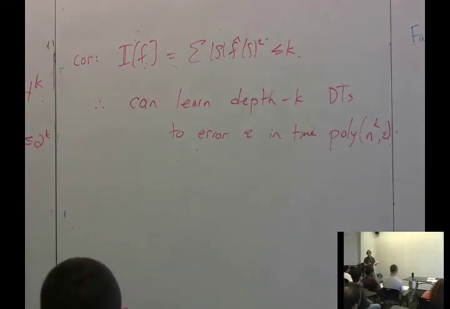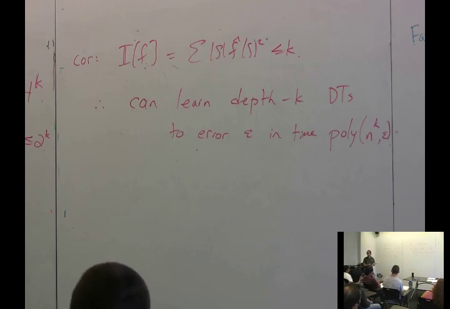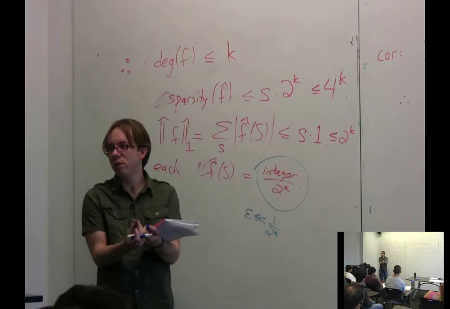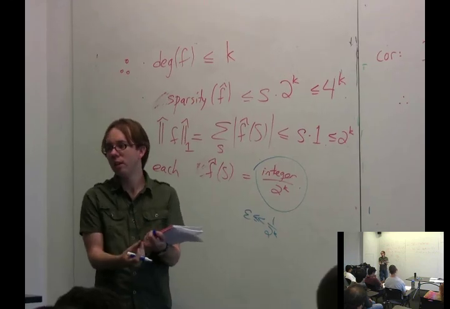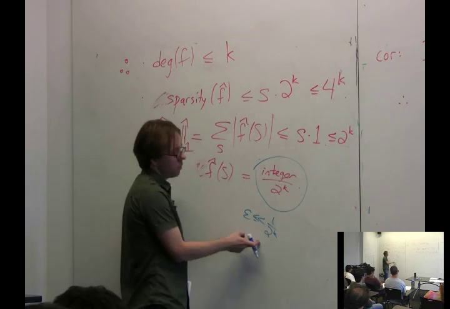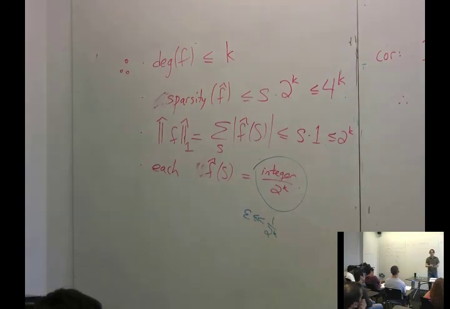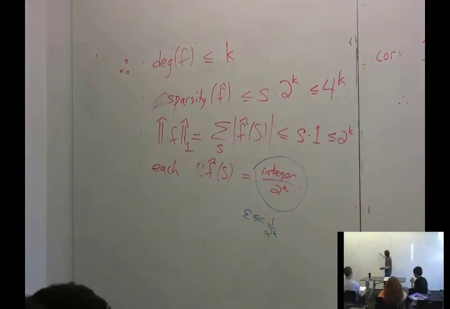What's the other source of error? It's that you're estimating the Fourier coefficients empirically. You might not get them exactly correct. But actually, you know that each one is of the form integer over 2 to the k. So any estimate you get, if you set epsilon to be less than 1 over 2 to the k, then you can just take your estimate, round it off to the nearest multiple of 1 over 2 to the k, and it'll be exactly correct. So once you learn to error 1 over 2 to the k, because you know this granularity of the Fourier coefficients, you can round off all your estimates and get it exactly. So in fact, you can learn to error 0 in time polynomial n to the k.